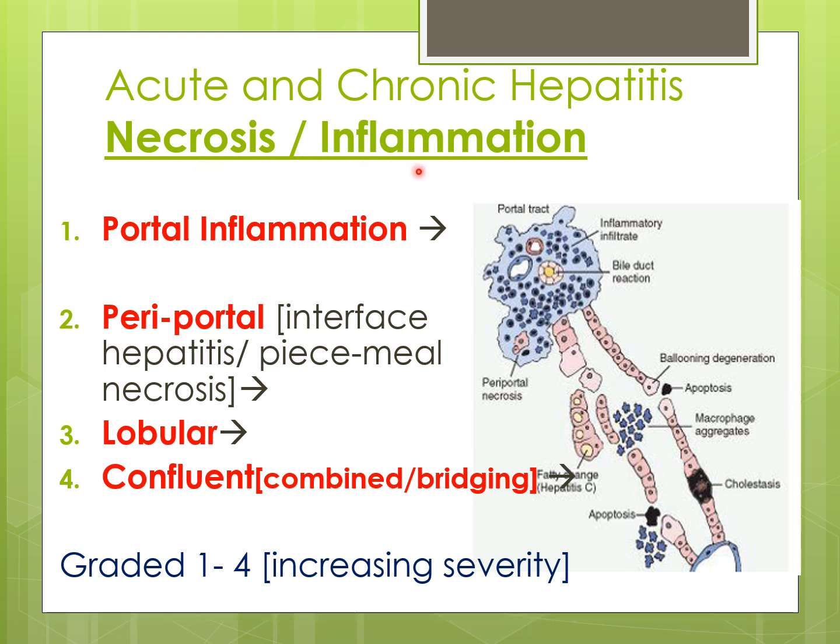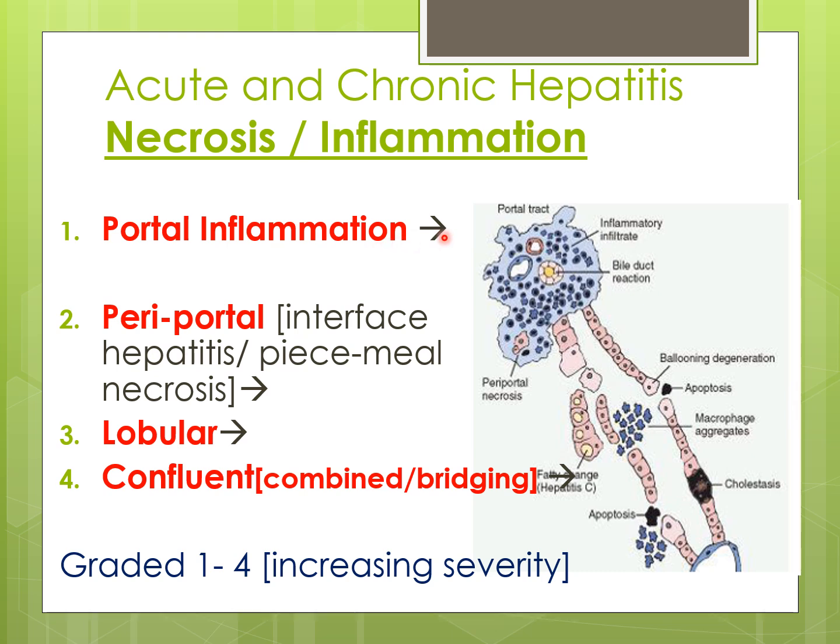Inflammation and necrosis go together. Whenever there's necrosis, there will be inflammation. Whenever there's inflammation, there will be necrosis. So it is described together. The first step, whenever the infection starts, whenever the hepatitis starts, it starts in the portal tract. You know the diagram and histology. This is the portal tract, which contains the bile duct, the portal vein and the hepatic artery. So this is the portal tract. The inflammation starts here. We call it portal inflammation.